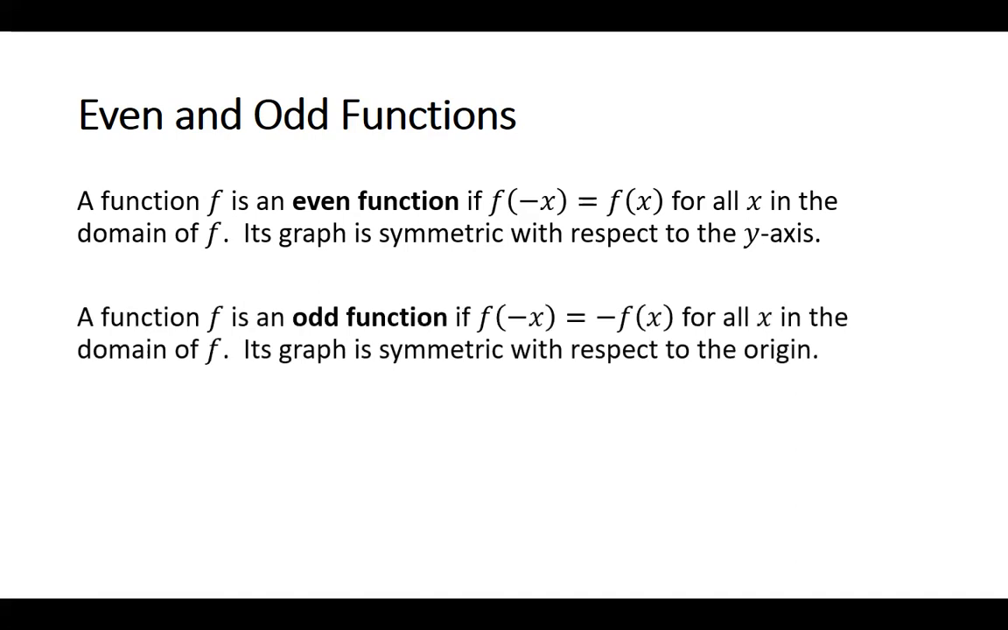A function is an odd function if f of negative x yields negative f of x. So basically, if you replace x with negative x, your result will be negative y. For all x in the domain of f, its graph is symmetric with respect to the origin. And that's what we just saw.